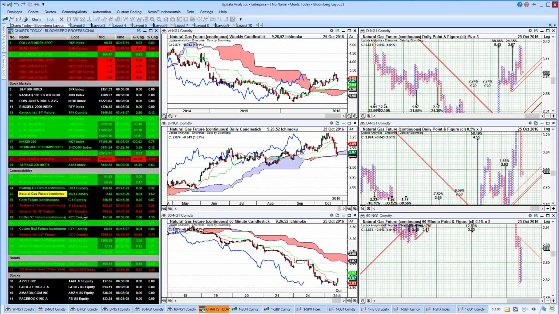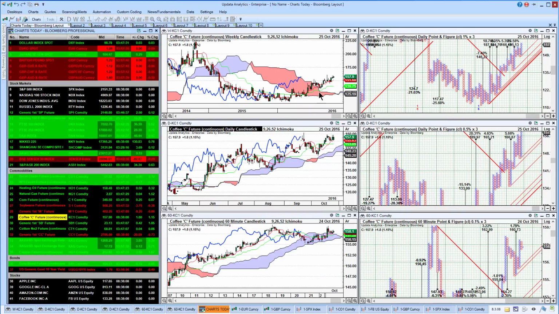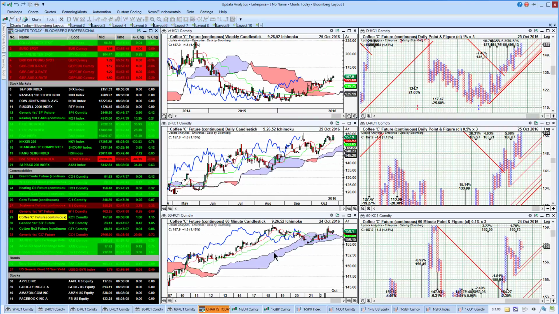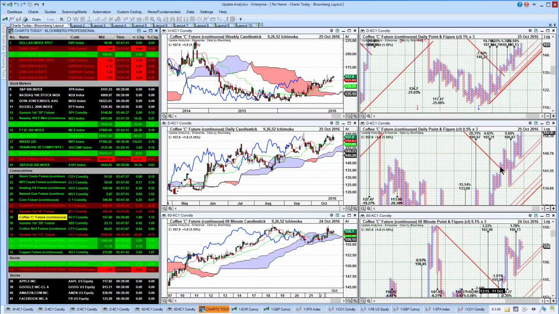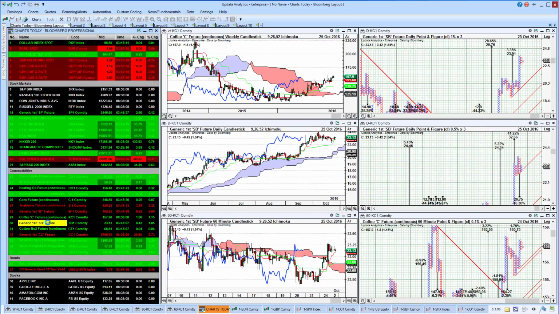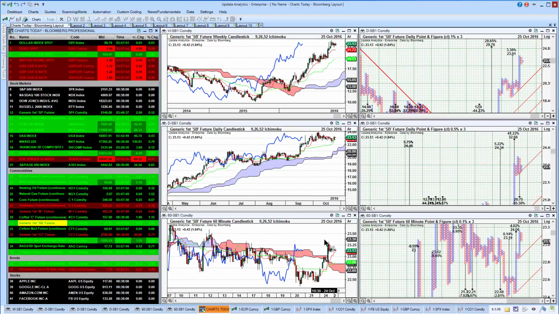Most of the softs have been in the doldrums. Coffee looking a bit better, just coming through on the long-term chart. So we are seeing a transition going on here, bullish on the other time horizons, and we do have anywhere between 2 and 3% upside. If we look at sugar, we're seeing much the same thing here, just turning bullish as well.